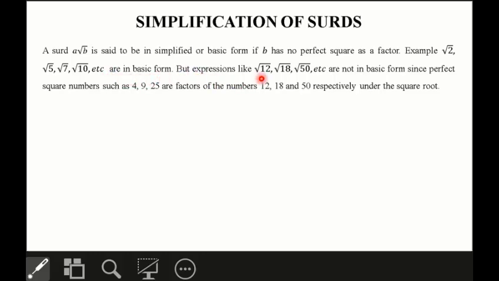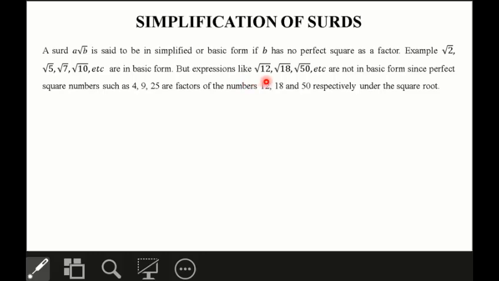But expressions like root 12, root 18, root 50, and so on are not in basic form, since perfect square numbers such as 4, 9, and 25 are factors of 12, 18, and 50 respectively. So these expressions we have here, we cannot say that they are in their simplified form.